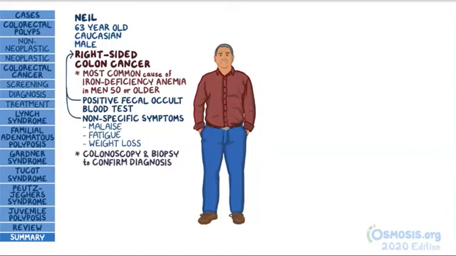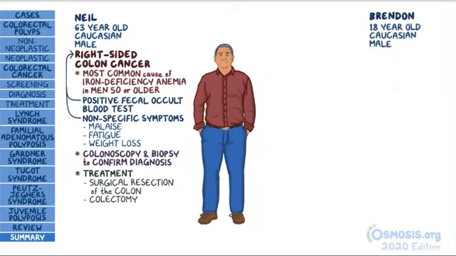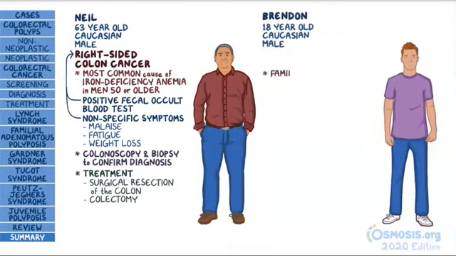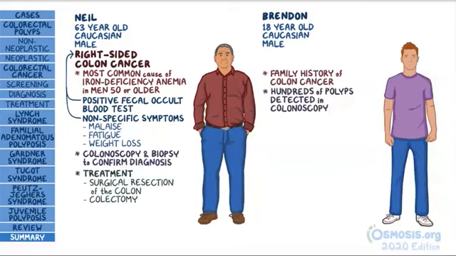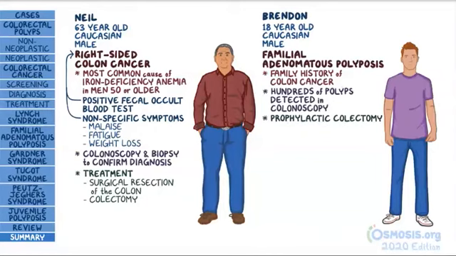Based on the severity and involvement of the colon, Neil can be treated with surgical resection of the colon, or even total removal, colectomy. Next, Brendan has a family history of early colorectal cancer, and the presence of hundreds of polyps were detected in his colonoscopy, so he was diagnosed with familial adenomatous polyposis. He requires prophylactic colectomy because individuals with familial adenomatous polyposis are at high risk of developing colorectal cancer later in life.